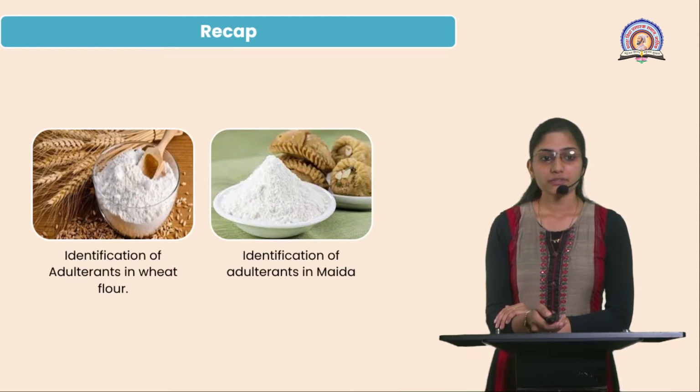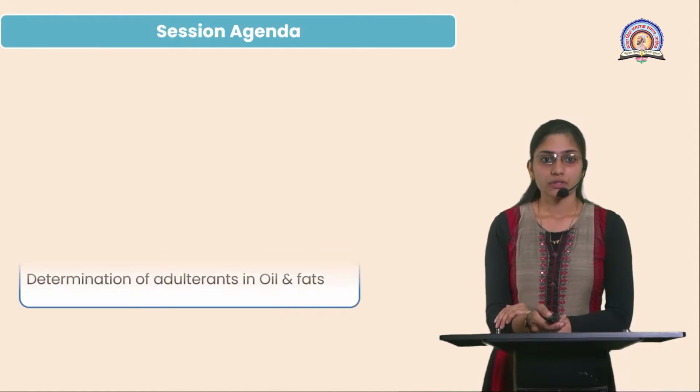In the last lecture, we have studied the identification of adulterants which are present in wheat and maida. In today's lecture, we will discuss the adulterants which are present in the oils and the fats.